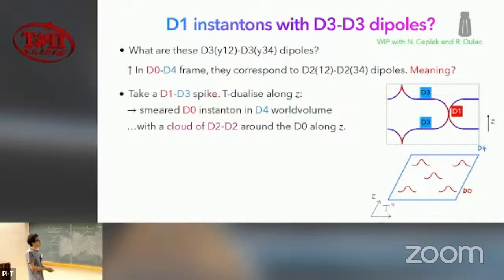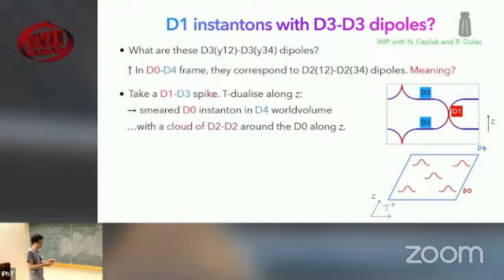But I also have the glues, right? So here the D1 is not only along Z, but it's also a little bit along the horizontal axis. And so this would become a D2. And also I have some horizontal D3, but I also have some vertical D3s. And these are some D3 dipoles along the vertical axis. And so these dipoles would become some kind of cloud of D2, D2 that surrounds the D0 instanton.